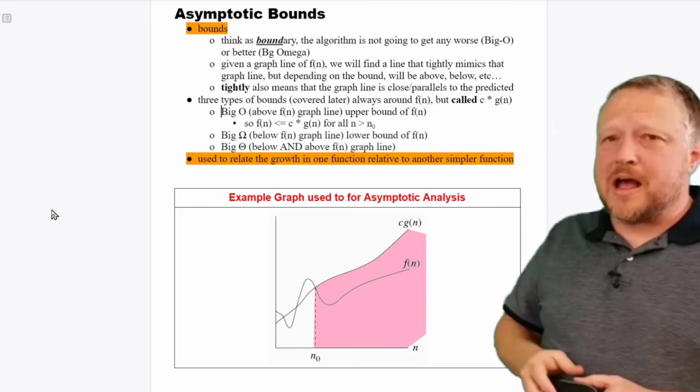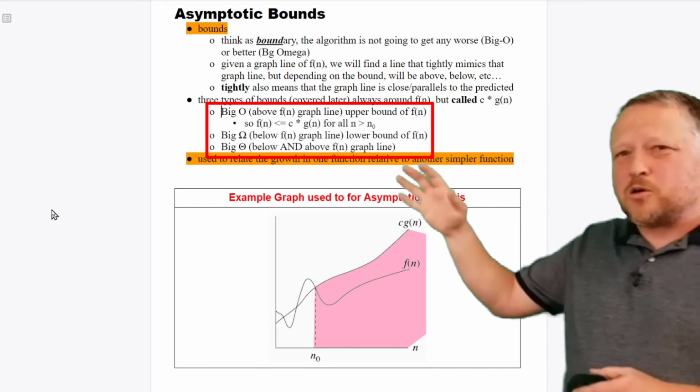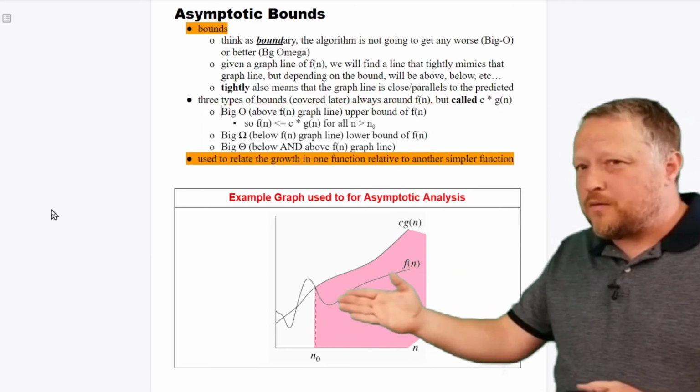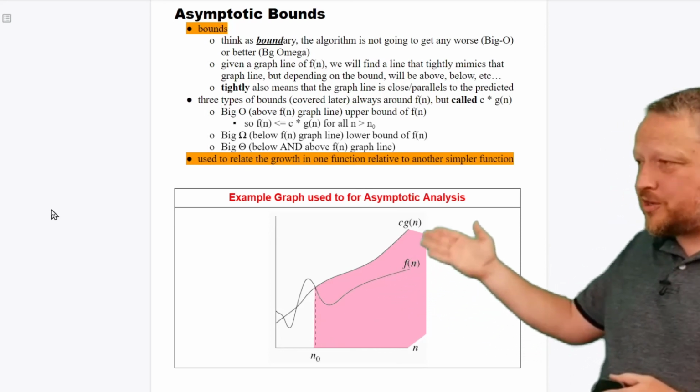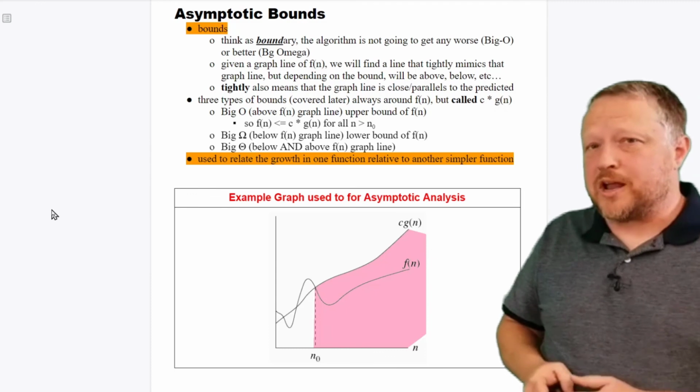There are three types of bounds which I'm going to go over: big O, big omega, and big theta. I'll go over each one of them, but they're all related to the growth of our one function f of n and how eventually it's going to go, well, up, but how? That's what we'll check out with the other bounds.